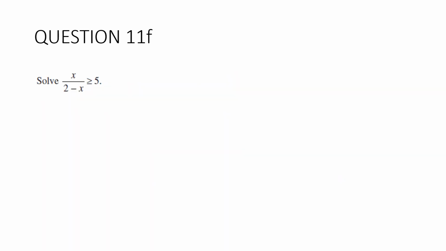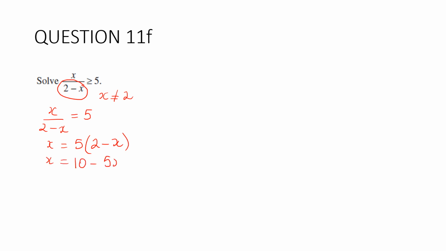Question 11f. Solve x over 2 minus x is greater than or equal to 5. So a straightforward inequality. Lots of different methods. I'm going to use the critical values method. So I know that x cannot equal 2. Now I'm going to solve this equation to get the other critical point. Multiplying both sides by 2 minus x. Expanding. Collecting like terms. x is equal to 10 over 6, which is 5 over 3.